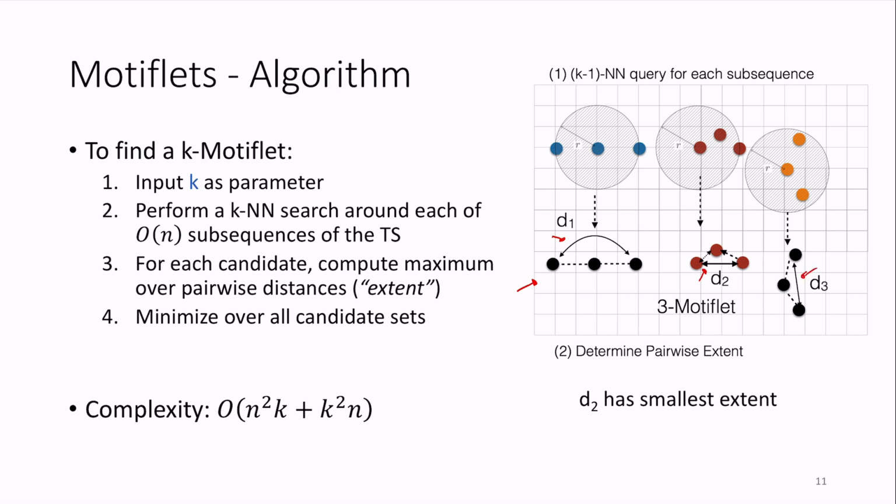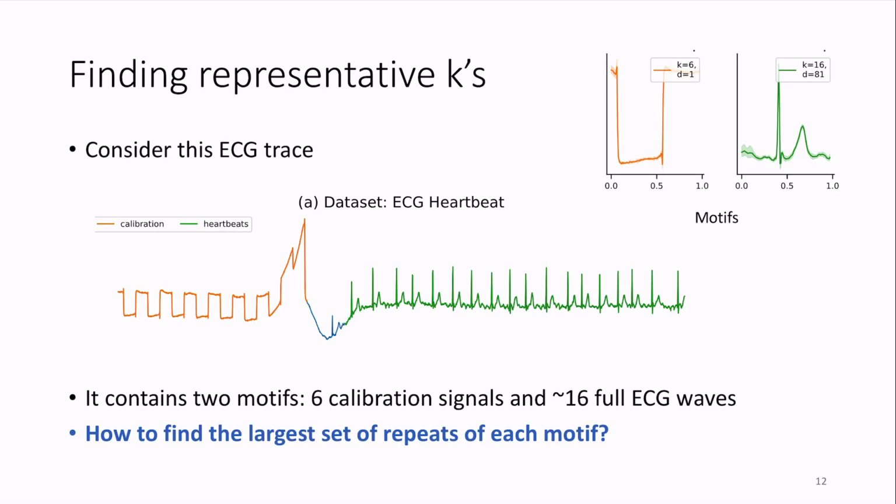Finally, we minimize this pairwise distance over all candidate sets, and we call this maximum over pairwise distances the extent. The final most similar motif set is the red one, which is also the 3 motif. How can we actually learn K?